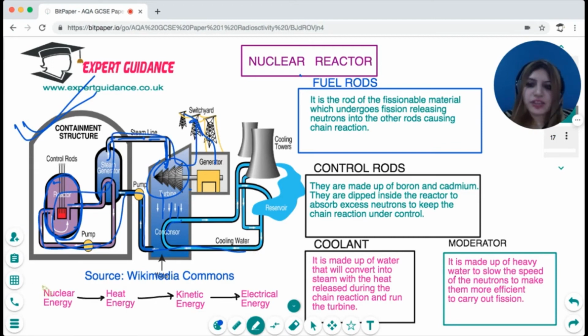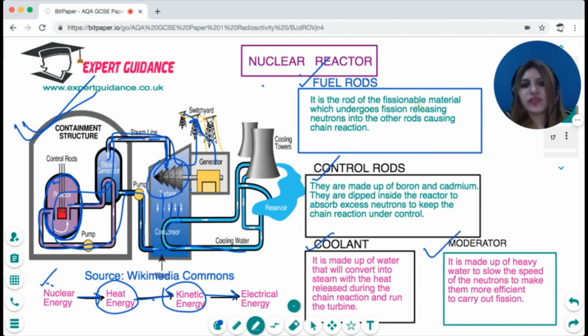So here the nuclear energy, that is the energy in the uranium, is converted into heat energy, which converts the water into steam, and the steam has kinetic energy, which is converted into the kinetic energy of the turbines, and the turbines generate the electricity. Now, what are the components of a nuclear reactor? We have fuel rods, control rods, coolant, and a moderator.